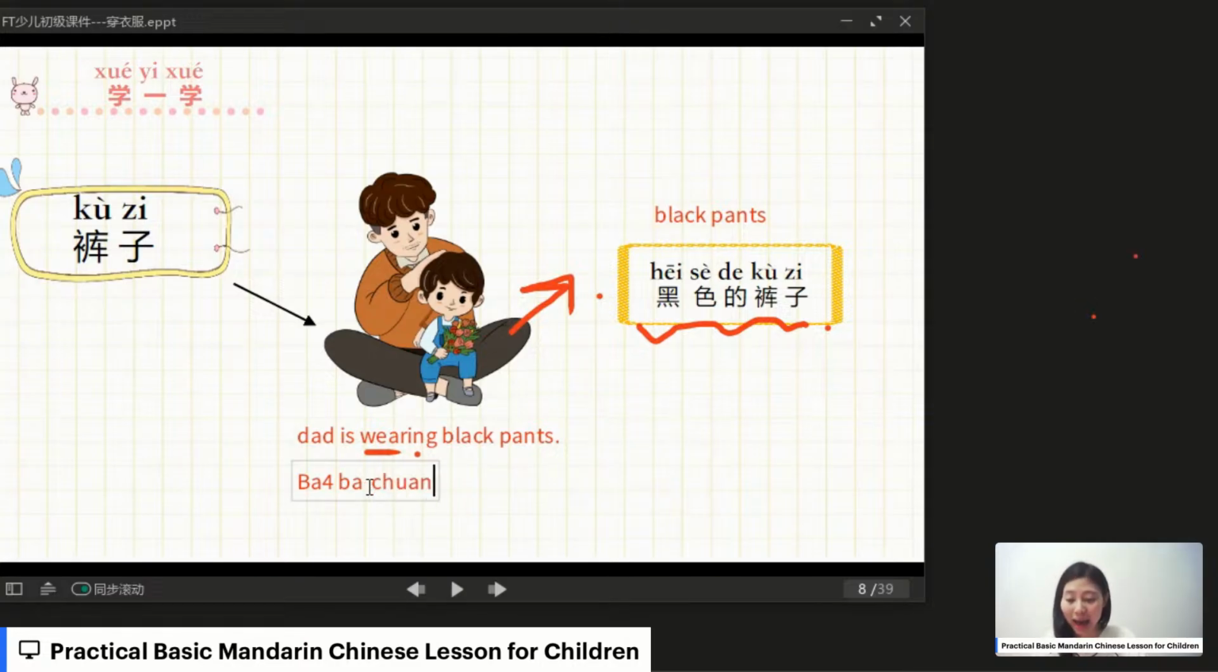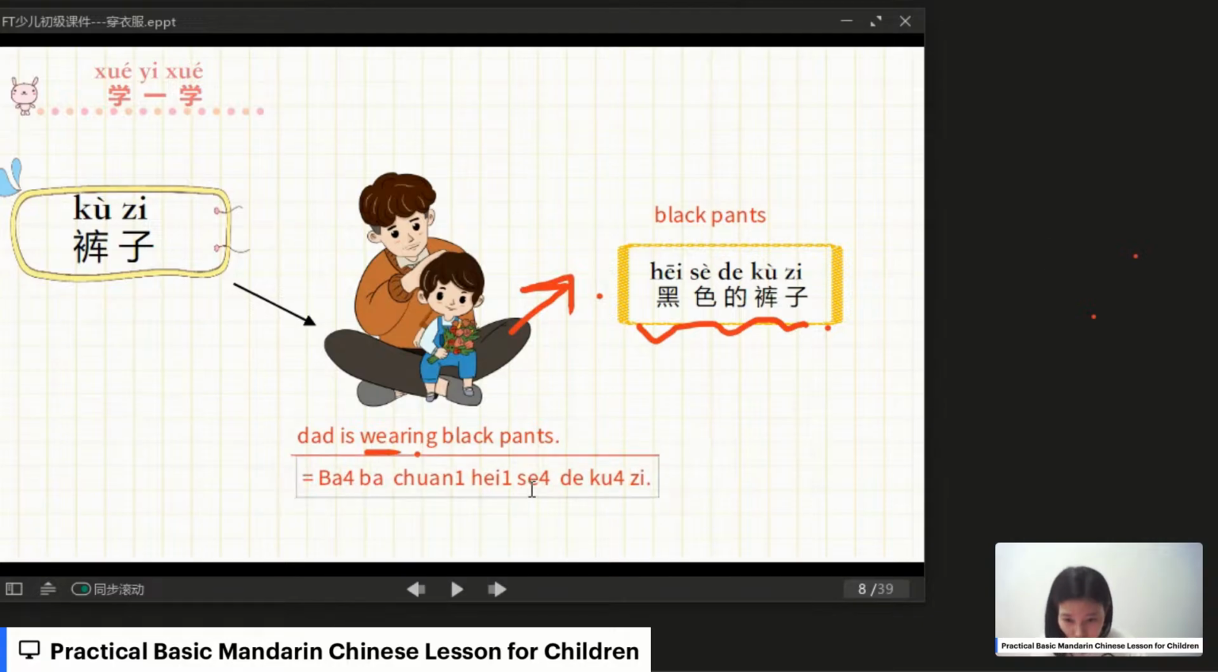Okay, so 是爸爸穿 so black pants. So we just put the words here. See, so this is 黑色的裤子. See, so that would be the first sentence. Okay. So one more time for this sentence. 爸爸穿黑色的裤子. Sorry, I forgot to put the tone of this word. So 爸爸穿黑色的裤子. Any question? If you don't have any questions, we can move on to the next one.